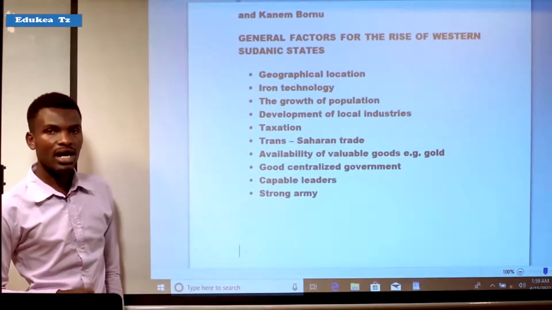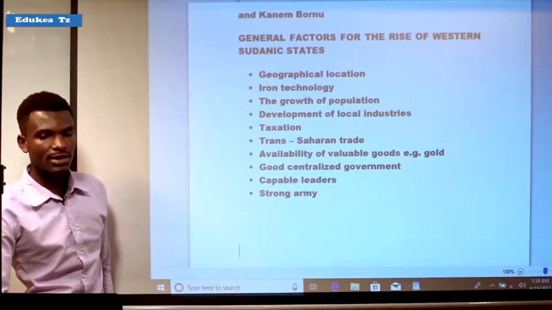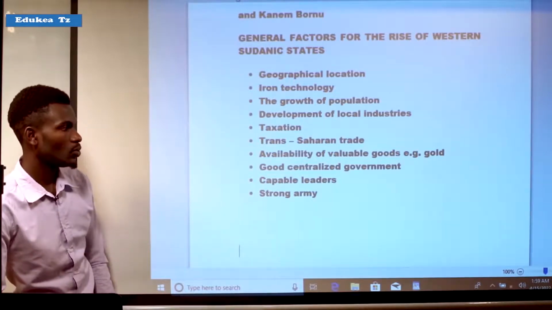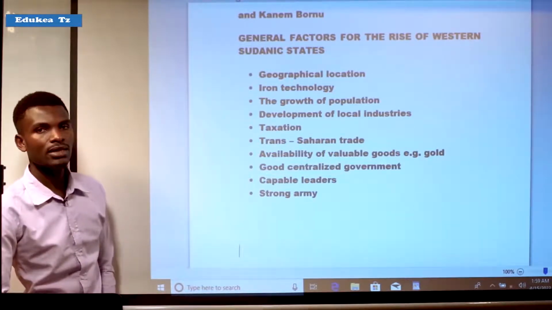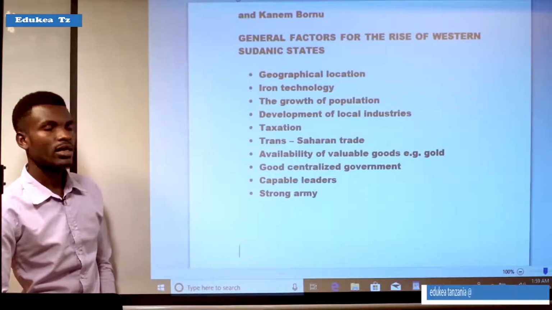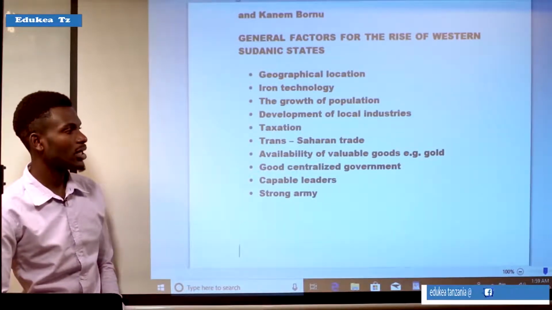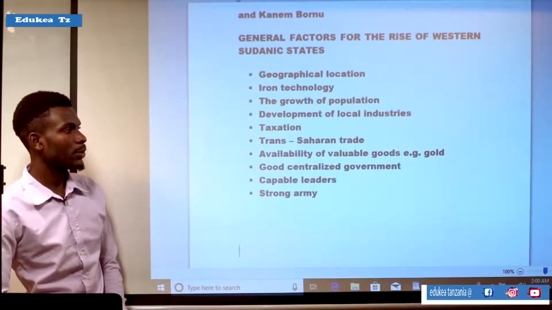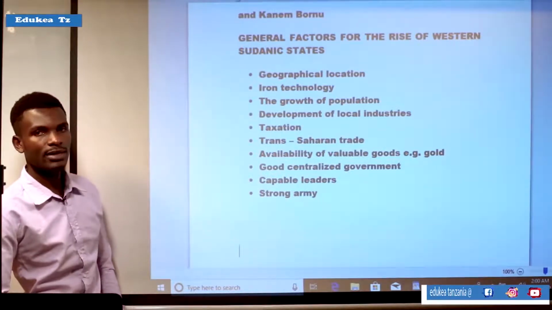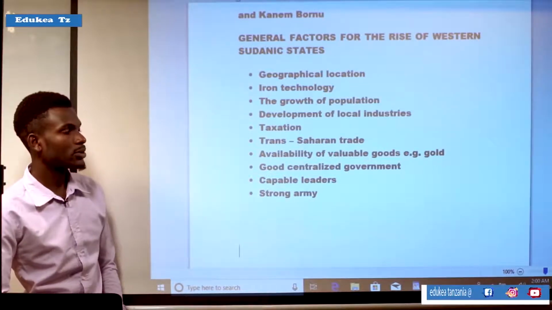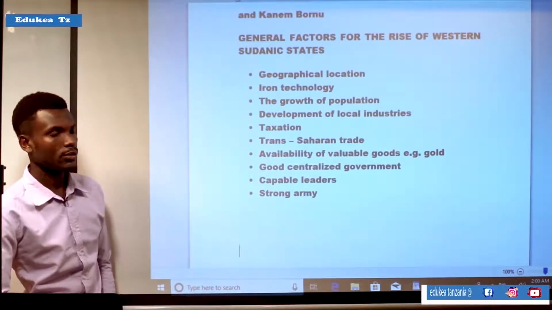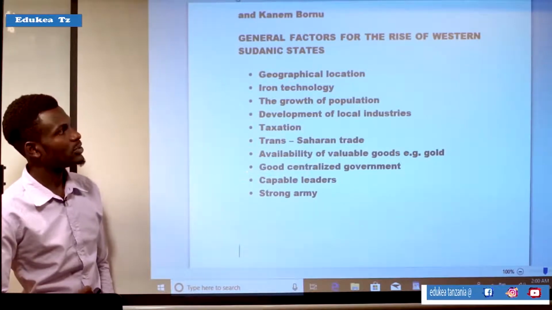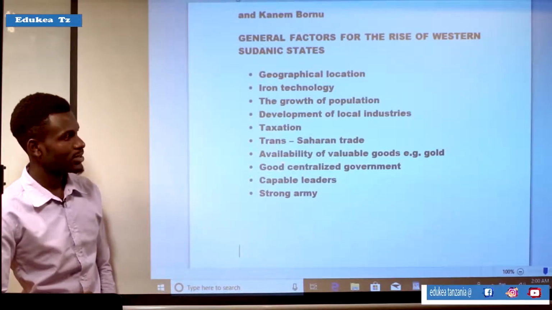Also, there was a strong army. It means that those Western Sudanic states had a strong army, which was used to defend the society and to conquer the neighboring states in order to expand the territories of the kingdom or the state and to make the population larger, as a kingdom or state was supposed to have a high population. And those were the general factors that gave the rise of the Western Sudanic states.